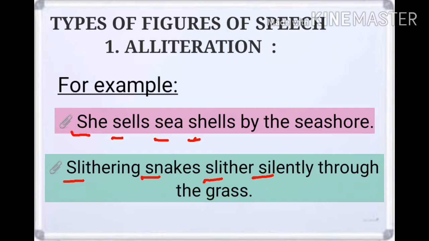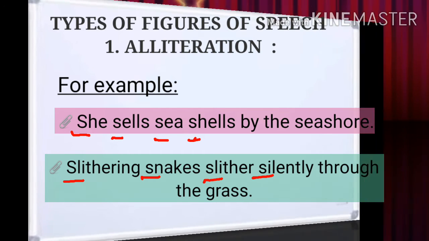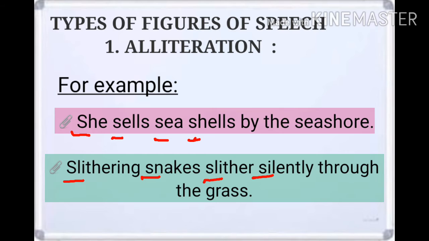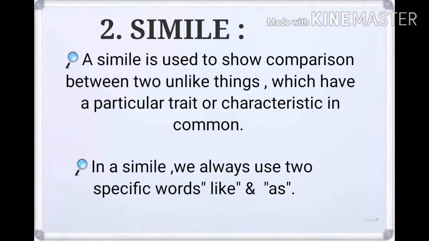So by finding that the letters are being repeated in a sentence, you can immediately say that the figure of speech in this sentence is alliteration. In both the examples, the letter S is being repeated in the consecutive words. The second type is simile.